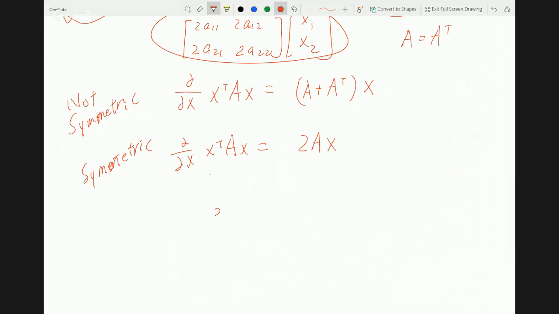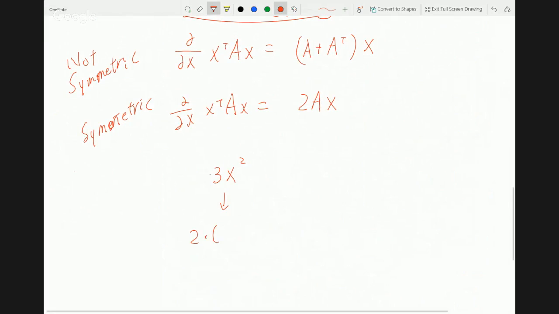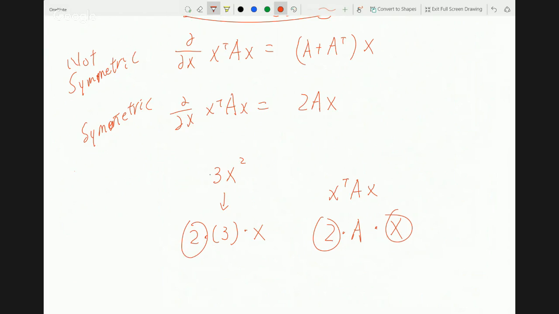Now, you can draw quite a bit of parallel if we have like 3x squared, right? If we want to take the derivative, that's the same as 2 times 3 times x. Now, this right here, x transpose A x, it's also a square because there are two x's. If you were to take the derivative of this, it is 2 times A times x. So what do you know? 2 and x, 2 and x, and then the middle value is this A.